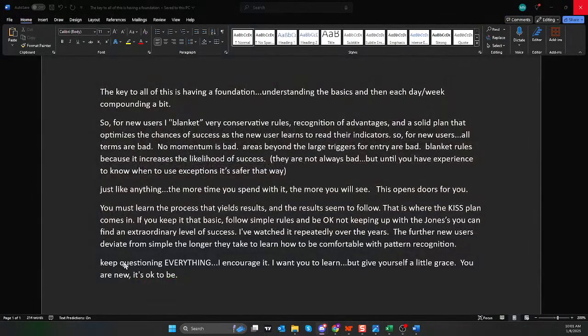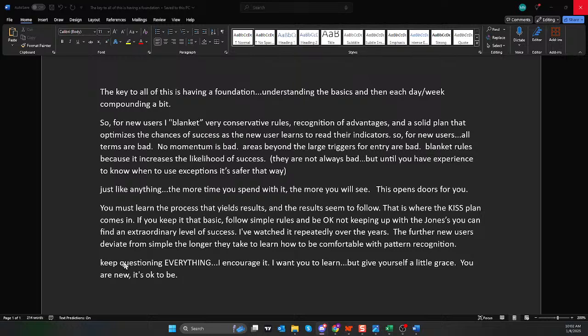So for you brand new users, I'm going to blanket you with very conservative rules. We're going to talk heavily about the recognition of advantages. I will give you a solid plan. I've already given it to you, that optimizes your chances of success as you learn to read the indicators. So for all you new users, termination conditions are horrible, and not having momentum is detrimental, and not entering in areas inside of favorable large triggers, you might as well shoot yourself in the foot.